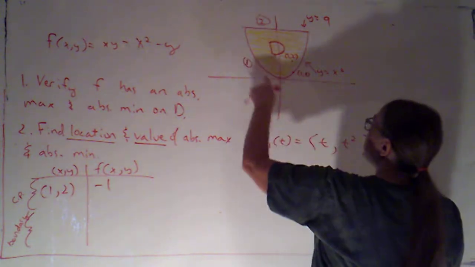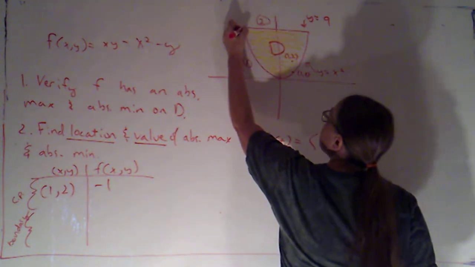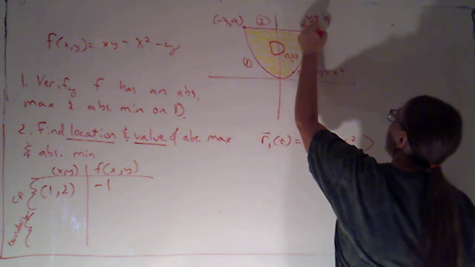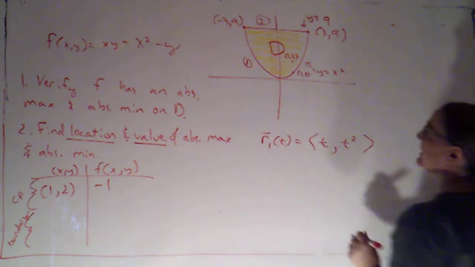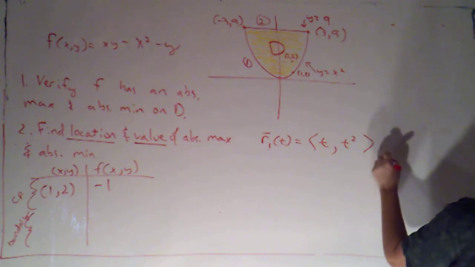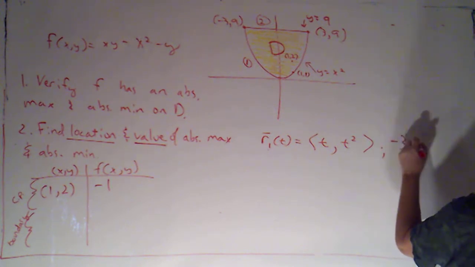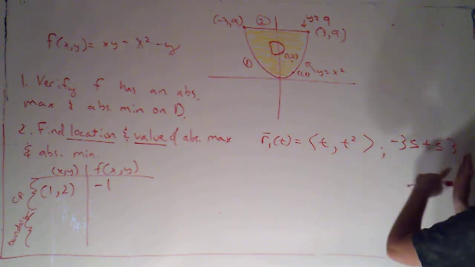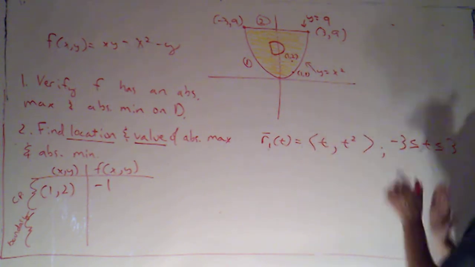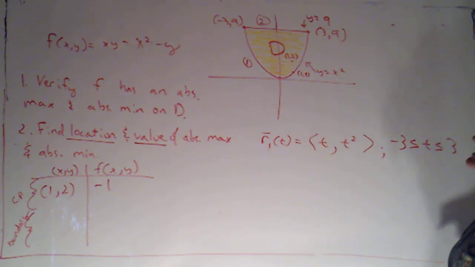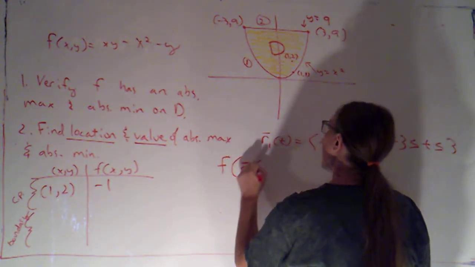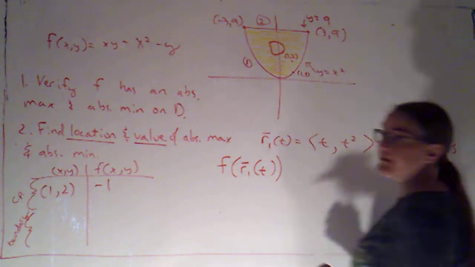I just want this portion of it. And I can see this point would be the point -3,9, and this point would be the point 3,9. So basically, I want t to vary from -3 to 3. So I've parametrized that curve. Now what I'm going to do is look at f applied to R1 of t.